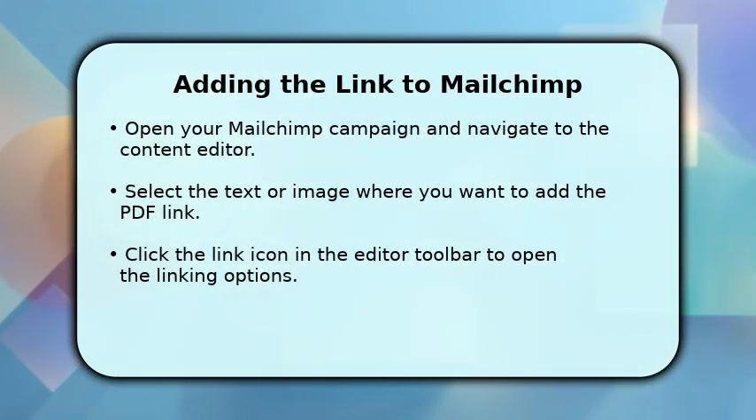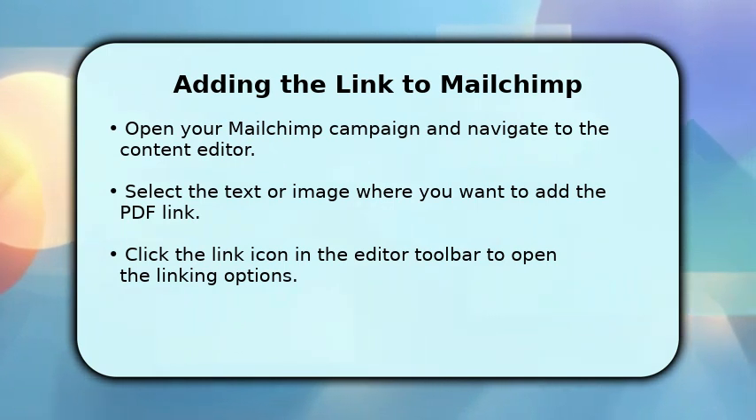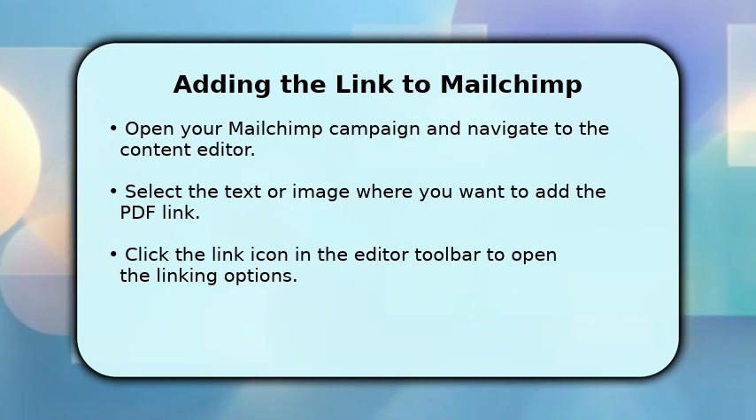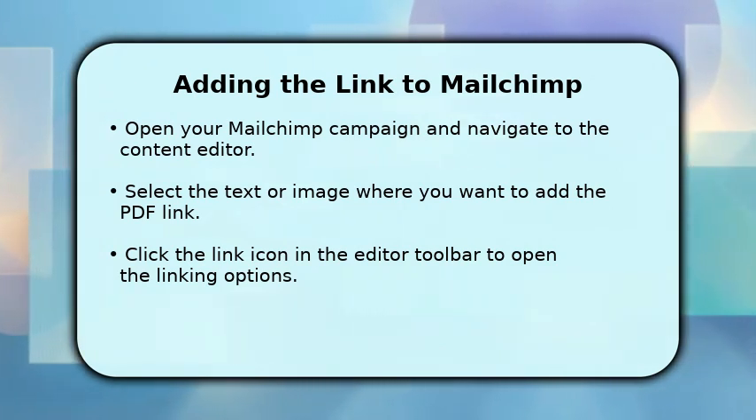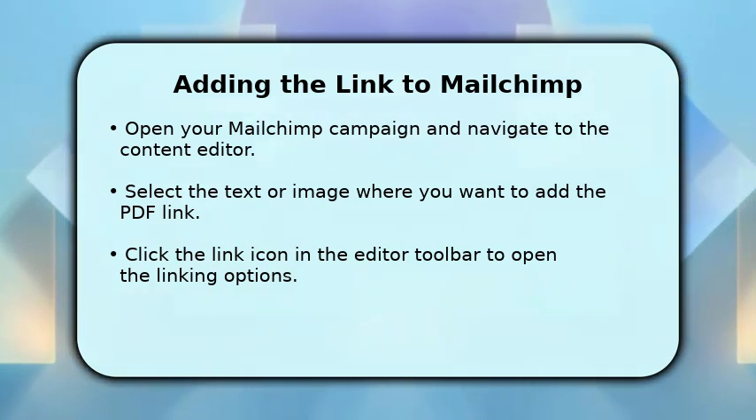Next, open your Mailchimp campaign and go to the content editor. You can link your PDF from various elements, such as text, an image, or a button. Highlight the text or select the image you wish to make clickable. Then, locate and click the link icon in the editor's toolbar. This action will bring up a small window with several linking options for your content.